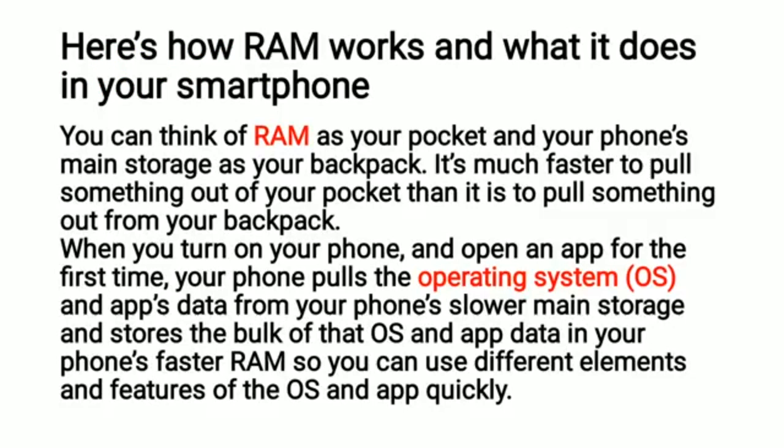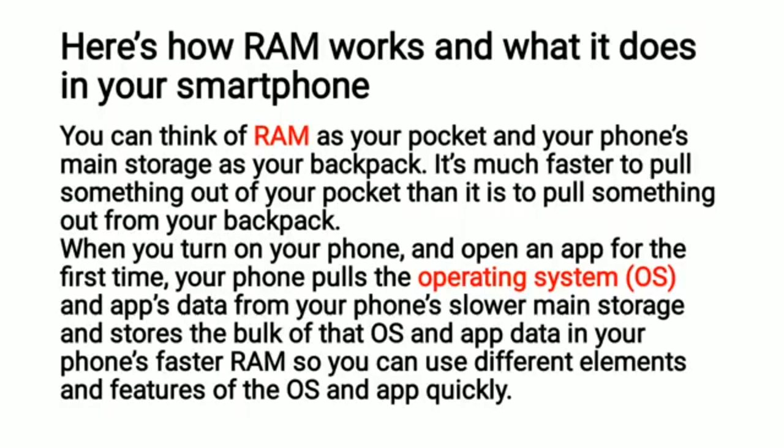Now here's how RAM works and what it does in your phone. You can think of RAM as your pocket and your phone's main storage as your backpack. It's much faster to pull something out of your pocket than it is to pull something out of your backpack. Usually with phones you find the RAM being smaller than the storage of the phone. That's why we are comparing it to your pocket and your backpack. You find a phone with 4 gig RAM and the storage being 64 or higher.